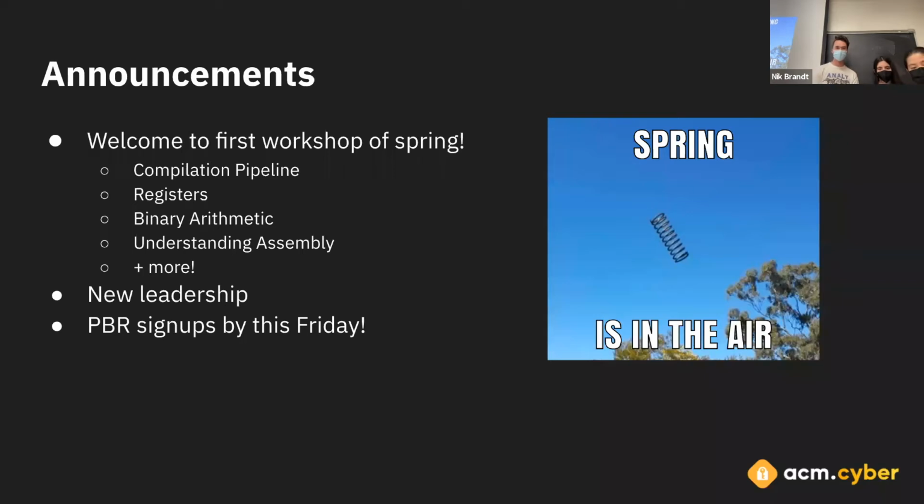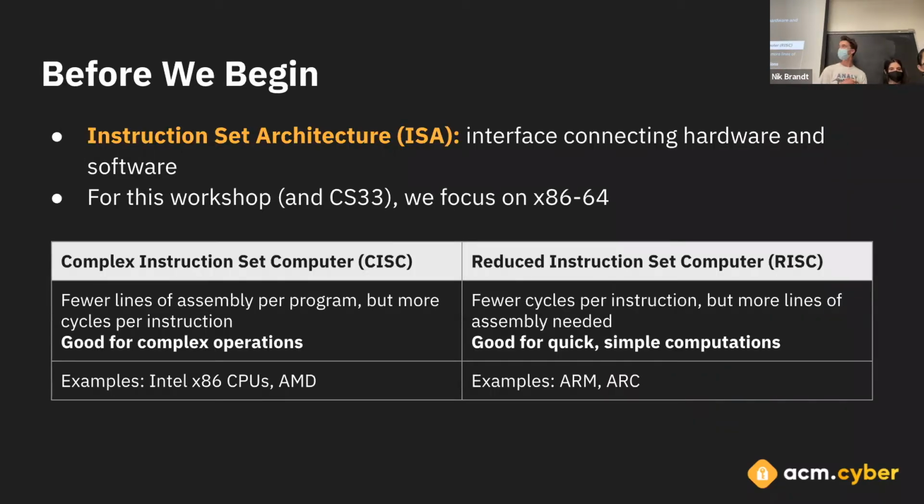Cool. So before we begin, we just wanted to make a little bit of clarification. For this workshop and for CS33, we're going to focus on x86-64 for the ISA. There's two main computer architectures: CISC and RISC. With the complex one, there are fewer lines of assembly, but you're going to have more cycles per instruction. So that's good for really complex operations. Whereas RISC is good for quick, simple computations. Each instruction is going to take less time to run, but you're going to need more lines of assembly, so your code might look more convoluted. And the x86-64 that we're focusing on falls under CISC.